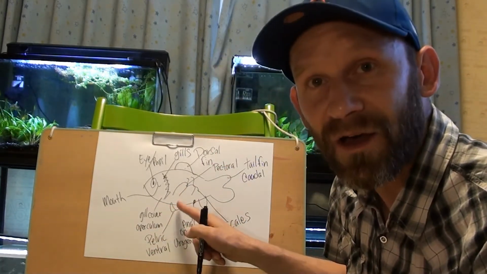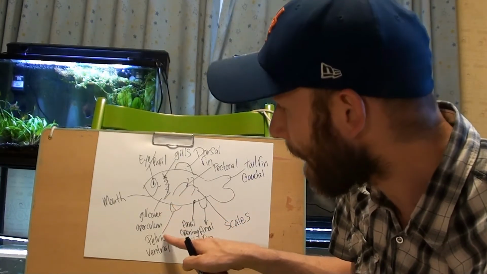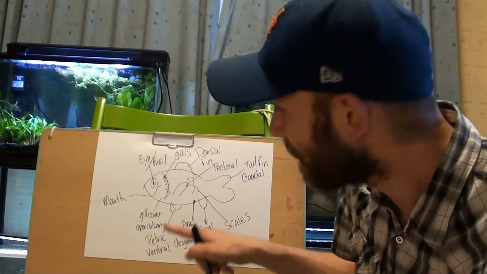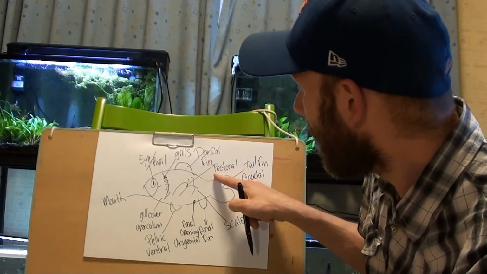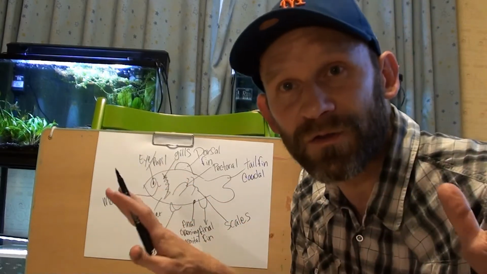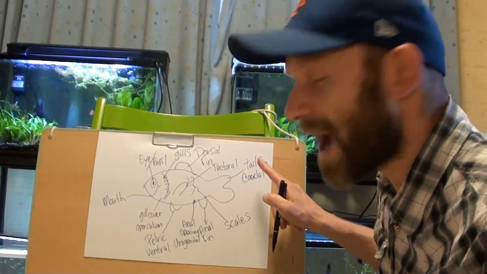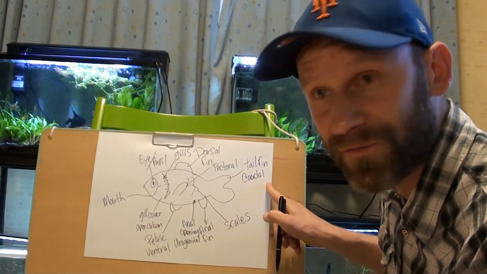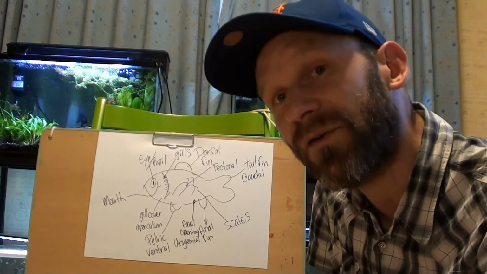And underneath the fish, we have the pelvic or ventral fins. Usually there's two of them. And then we have the pectoral. Those are its little arms to help it maneuver through the water easier. Then we have the tail fin or caudal fin and the scales. So these are the basic parts of a fish.